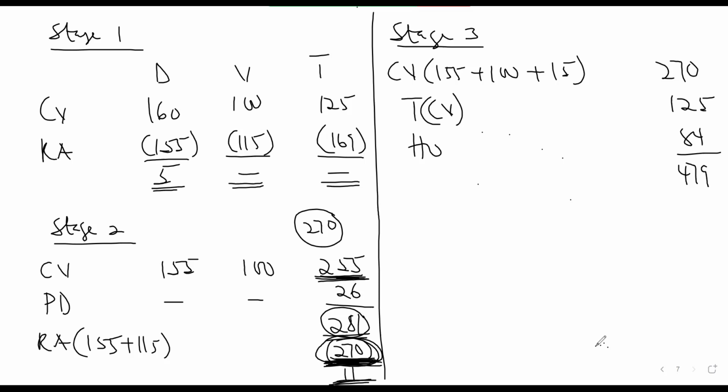All right. So let's now look at the recoverable amount for them. You see that the recoverable amount will now be what? What will be the recoverable amount? It will be 155 plus what? 115. Okay. Plus 169. Okay.